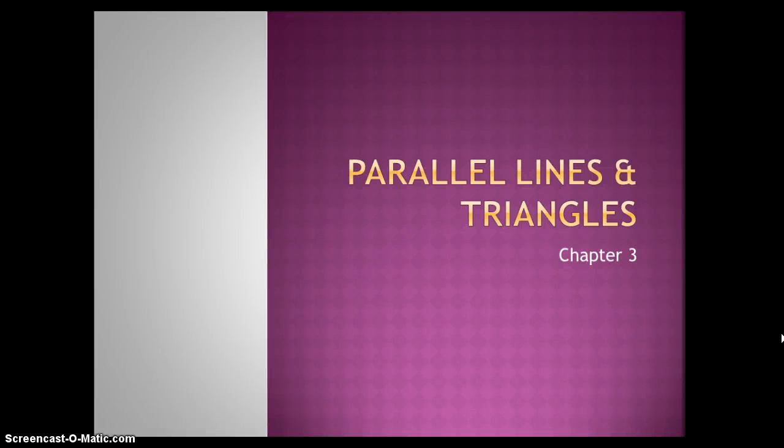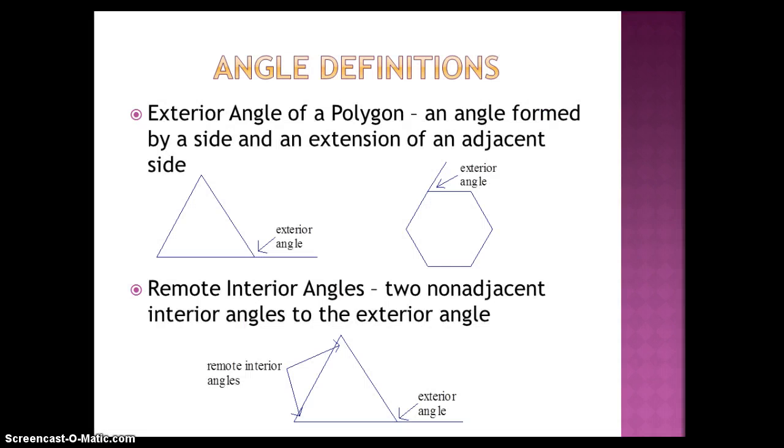Our final video for Chapter 3 will be on parallel lines and how they relate to triangles. A couple definitions we need to begin with first. An exterior angle of a polygon is an angle formed by a side and an extension of an adjacent side. So here you can see exterior angles labeled both on the triangle and on this hexagon.